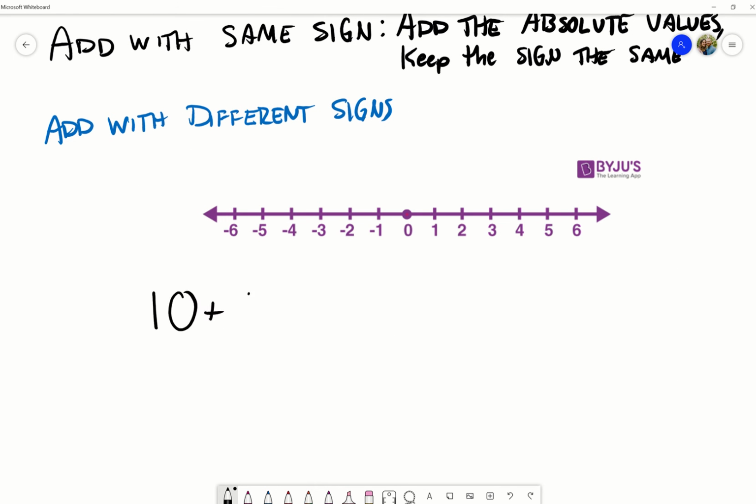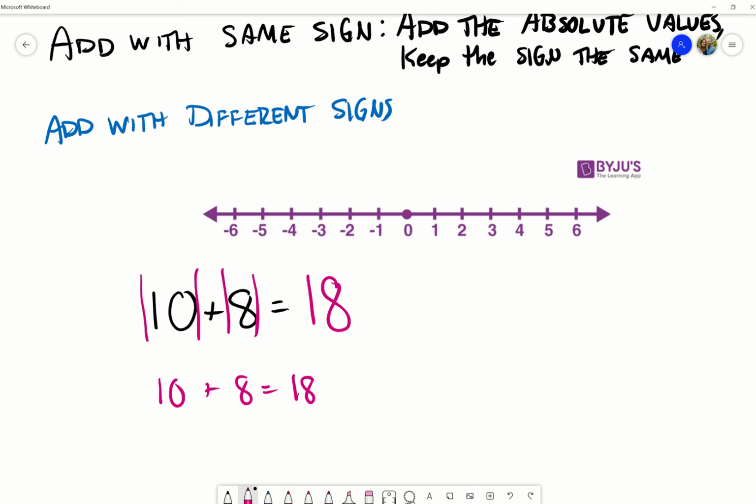10 plus 8 equals something. Well, okay, we know 10 plus 8, but if we were to do it following these steps, we'd say, all right, what's the absolute value of 10 plus the absolute value of 8? Well, the absolute value of 10 is 10. The absolute value of 8 is 8. We add those up, we get 18. Okay, so we know our answer will be 18.